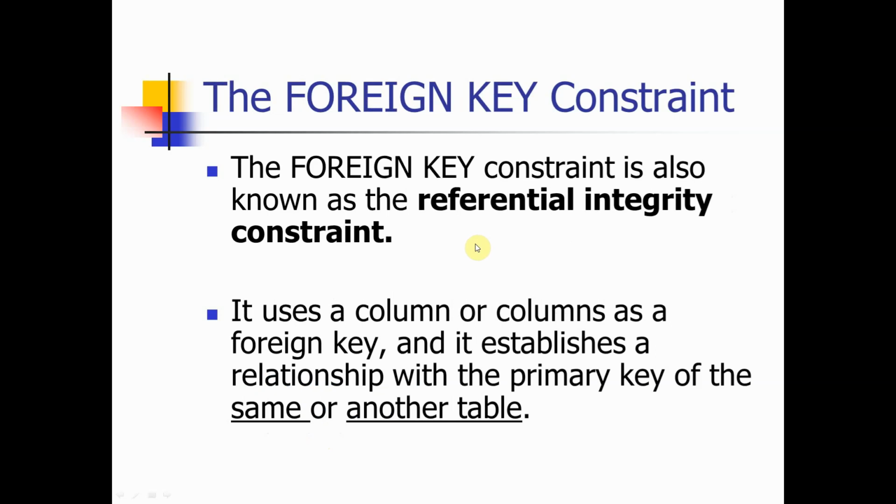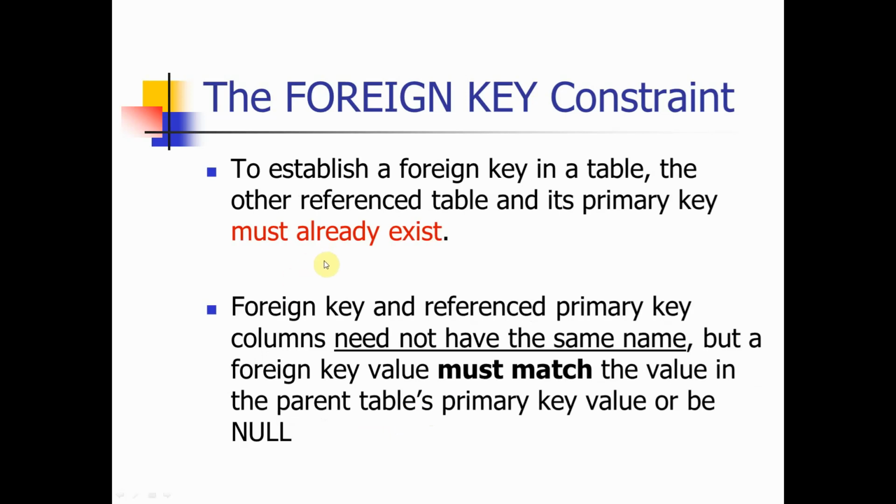The foreign key constraint is also known as the referential integrity constraint. It is used to link two tables together. Of course, the foreign key indicates that a table's foreign key links to another table's primary key. So it uses a column or columns as a foreign key, and it establishes a relationship with the primary key of the same or another table. Most of the time, we are referencing another table's primary key. However, in a recursive relationship, we are referencing the same table's primary key. This is an important thing to understand.